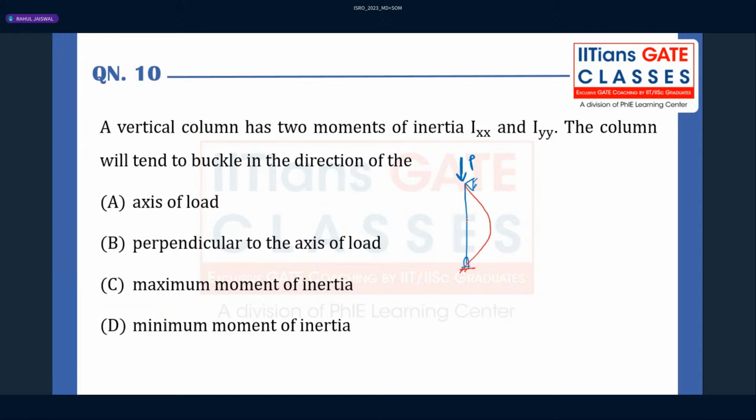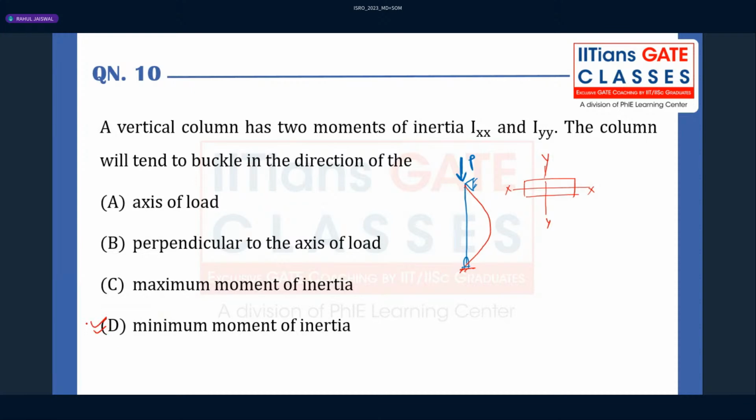Right. Now this buckling will happen if I consider the cross-sectional area of this particular column. Let's say the cross-sectional area is rectangular, where Ixx is like this, Iyy like this. So whenever the column buckles, it will always buckle in the direction of least moment of inertia. Why will it buckle only with respect to the least moment of inertia? That is a very simple thing.